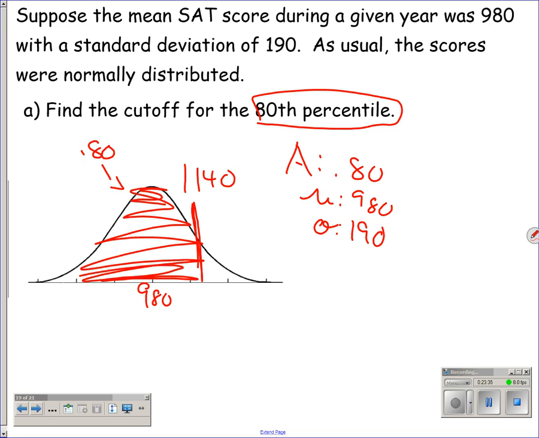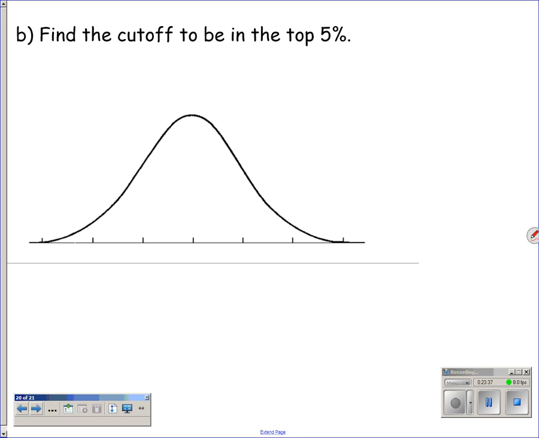All right, last example, and then we'll be done. Find the cutoff to be in the top 5%. 100%, yes, very good. If I say top 5%, you're really far right. You're all the way over here, where only 5% of people have scored higher than you. If I say top 5%, I mean you are in the 95th percentile. You have scored better than 95% of the people in the data.